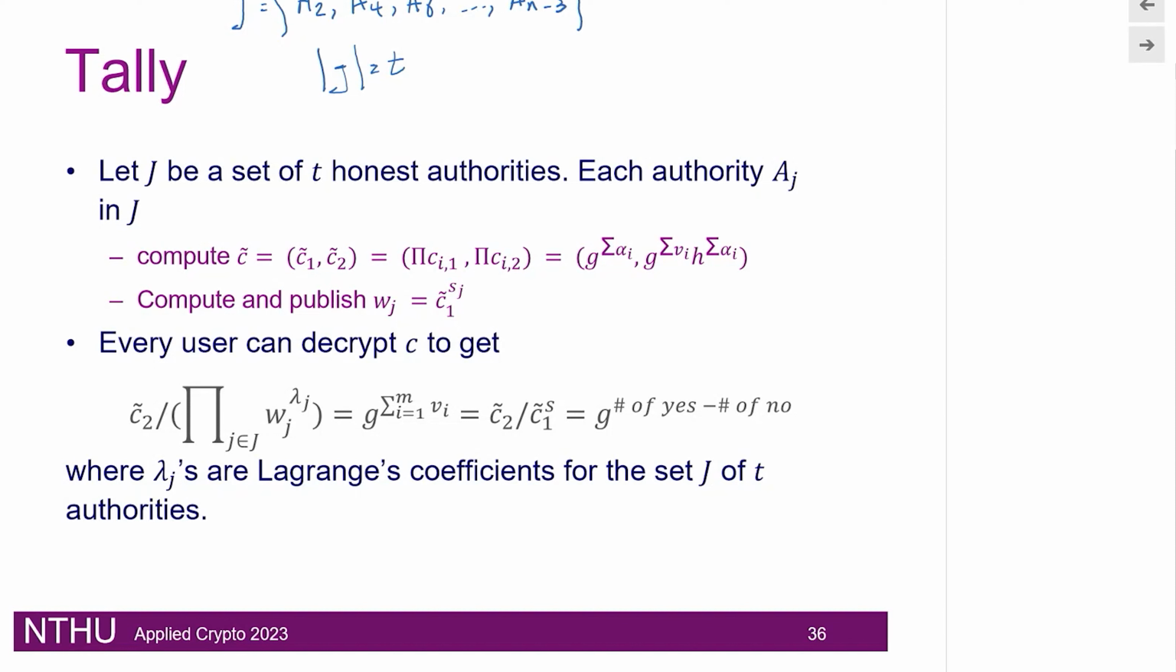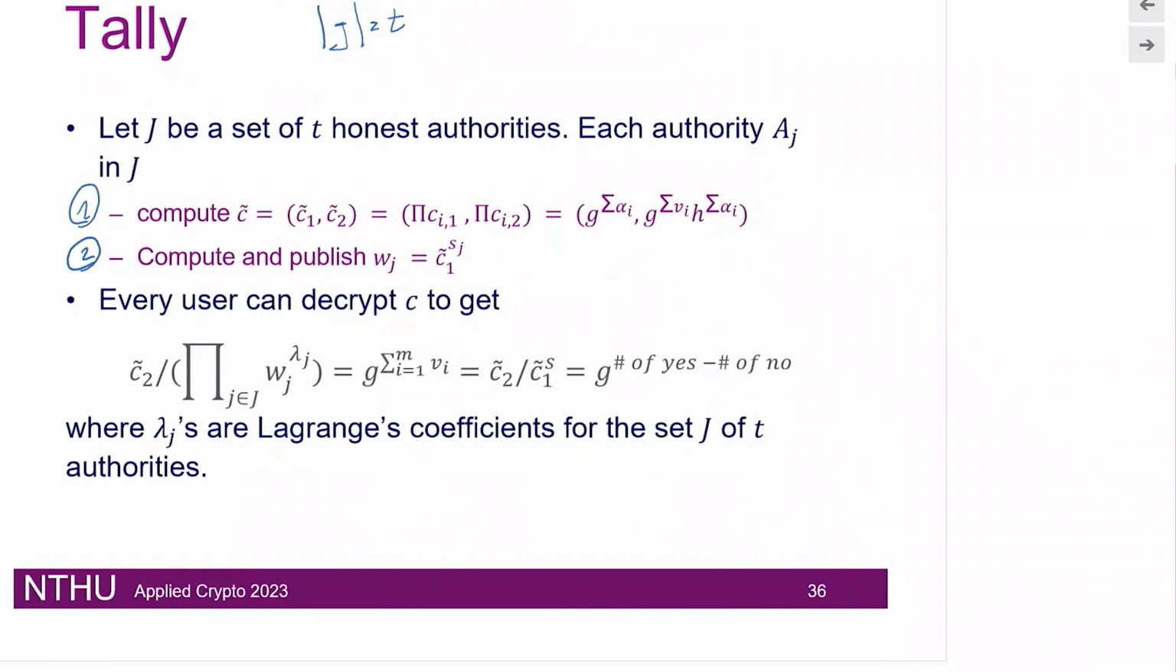Once we have our computation, these are what we are going to do: number 1 and number 2. For number 1, we are going to compute C tilde, which is the multiplication of every part, and at the end we would get something that we call C1 tilde and C2 tilde. This is how we would denote them.